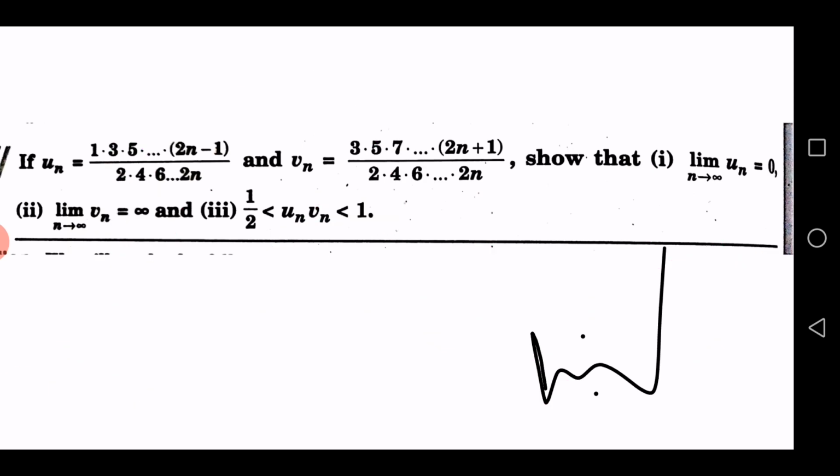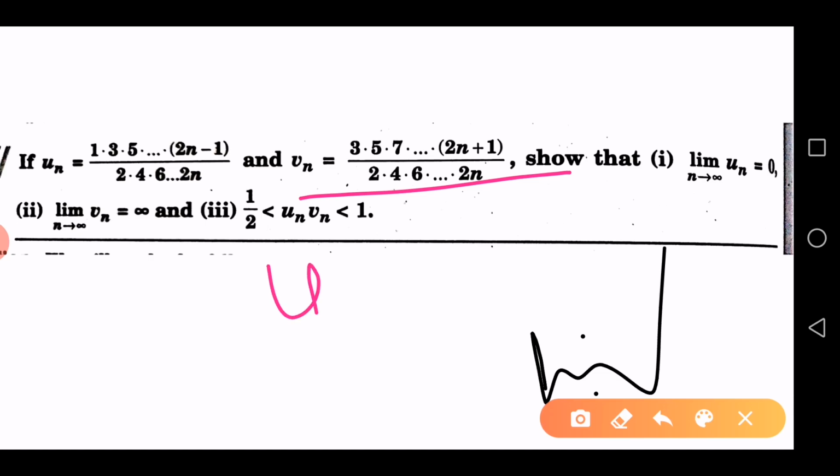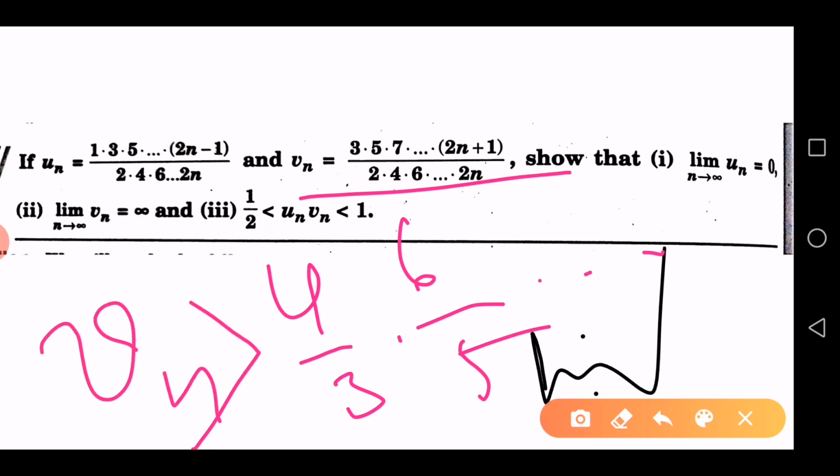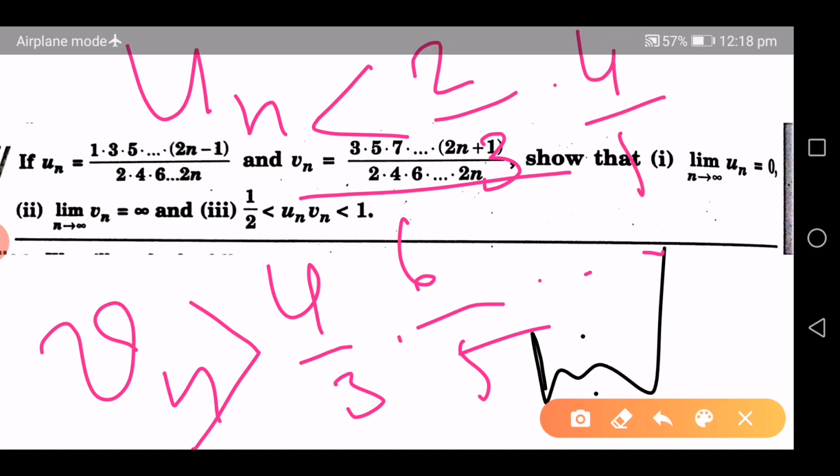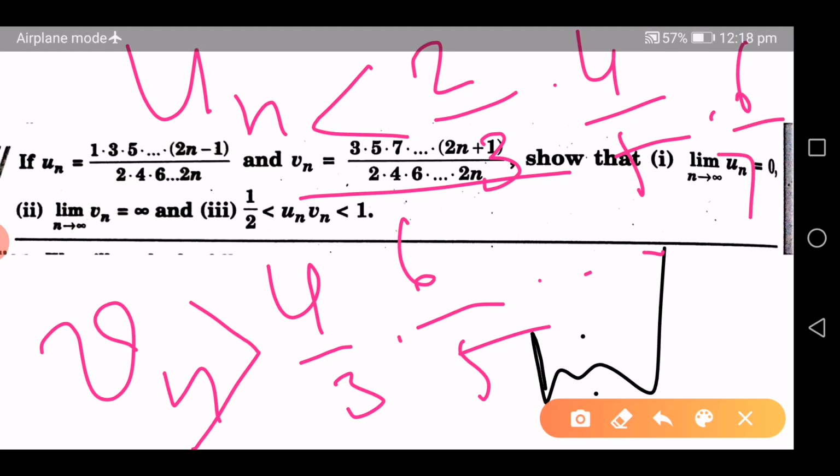And for the sequence vn, we will replace the first ratio 3 by 2 by 4 by 3, second ratio 5 by 4 by 6 by 5. Ultimately, this product will be lesser than vn. And for un, the resultant product will be greater. So un should be less than 2 by 3 into 4 by 5 into 6 by 7 dot dot dot etc.